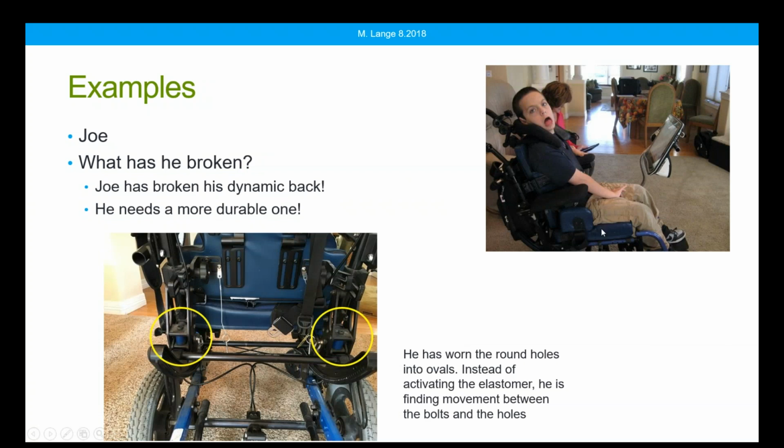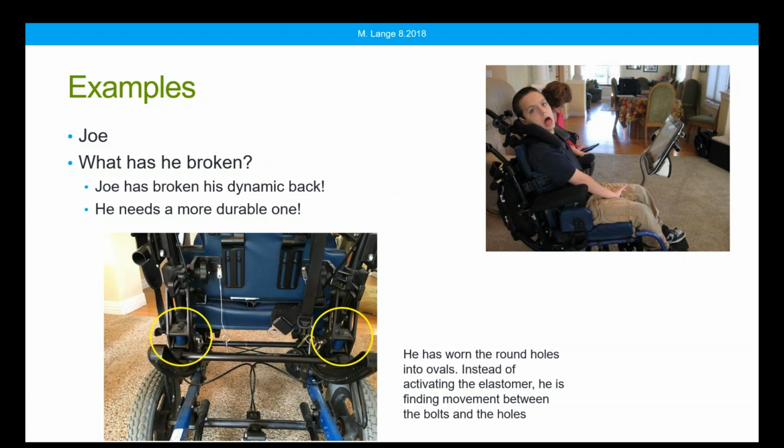This is Joe. He also has a lot of force. Now, Joe's one of those guys that sometimes sits kind of quiet, and you might look at him and think, he's fine. He certainly doesn't need dynamic seating, until something sets him off, and then huge, huge tone. Now, Joe actually has a dynamic back, and he has broken this dynamic back. He has worn the round holes within this mechanism here into ovals. This entire mechanism here, when I first saw it, was covered in a fine silver powder, and it was from the aluminum from him actually wearing it out.